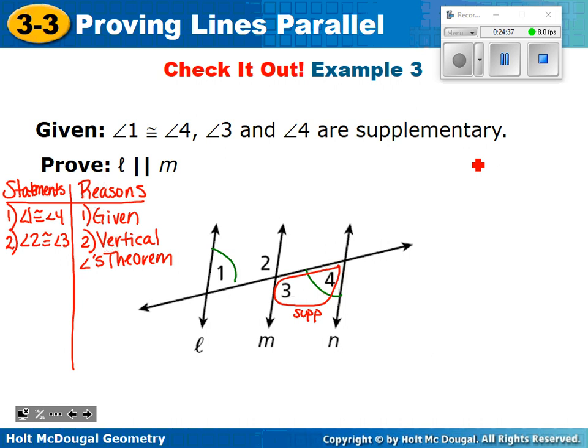Okay, we haven't used the rest of our given yet. So let's go ahead and write down the rest of our given. Number 3 was that angle 3 and angle 4 are supplementary. And that was given. So what does that mean if 3 and 4 are supplementary? Very good. So we could say next that the measure of angle 3 plus the measure of angle 4 equals 180.